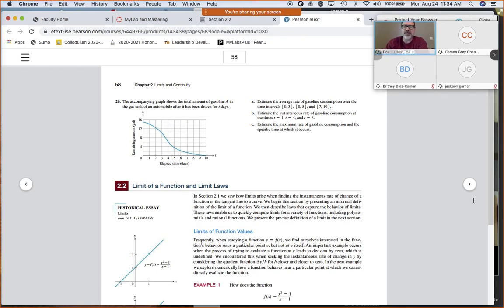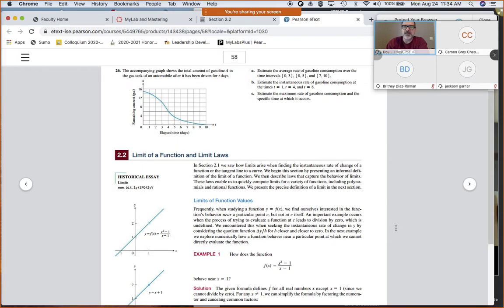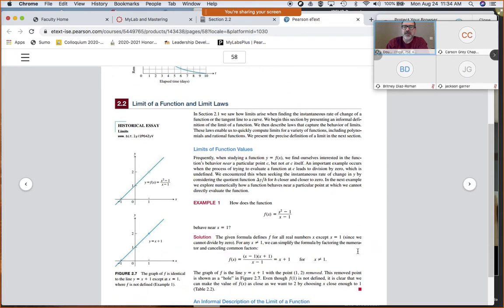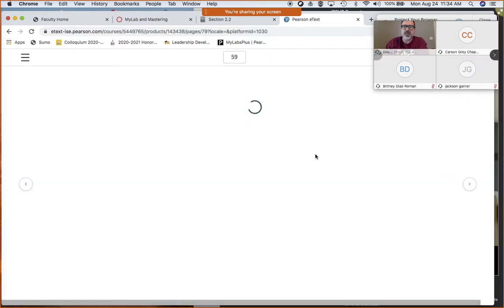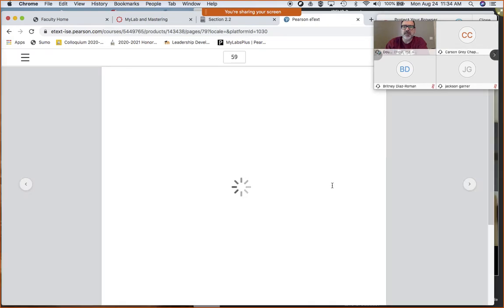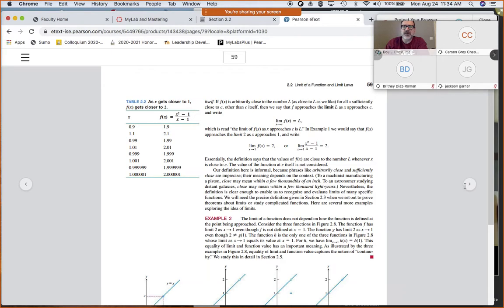Yeah, there we go. Finally. Function, I'm going to get over to limits, to the limit laws. I'm just trying to turn the page. Alright. Let's turn the page again.